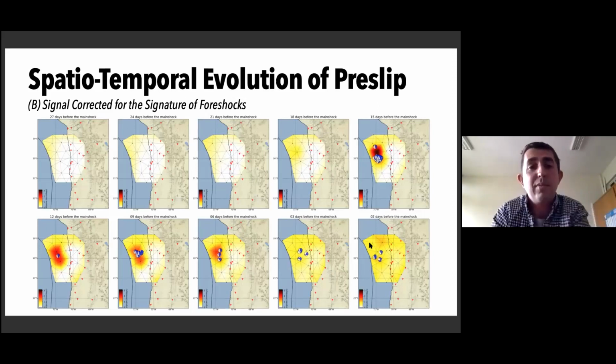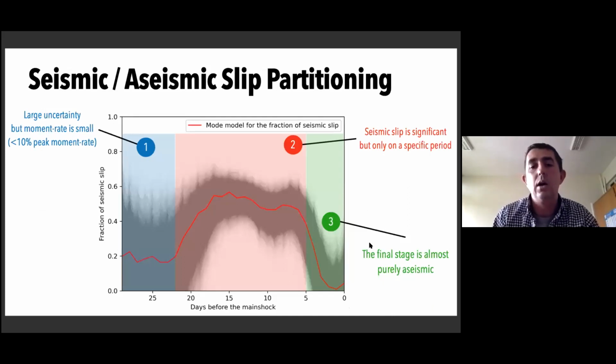So now we have 2 types of model. One model in which we record the combined contribution of seismic and aseismic slip, and one model in which we hopefully have only aseismic slip. We can then compare the 2 types of model to provide some sort of estimate of the seismic slip partitioning. Basically, this is the evolution with time of the fraction of seismic slip. It's the ratio between the aseismic model and the seismic model over time. We do see again the 3 phases that we have observed before.